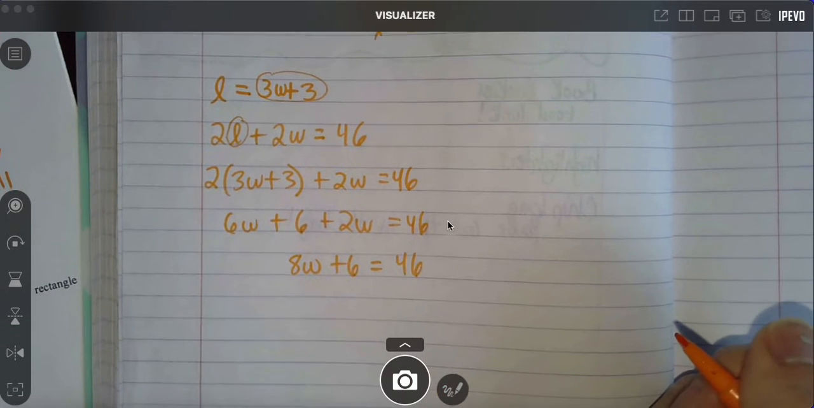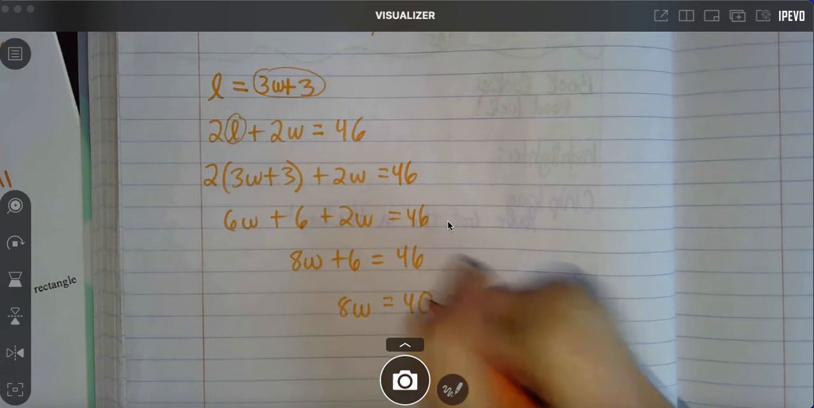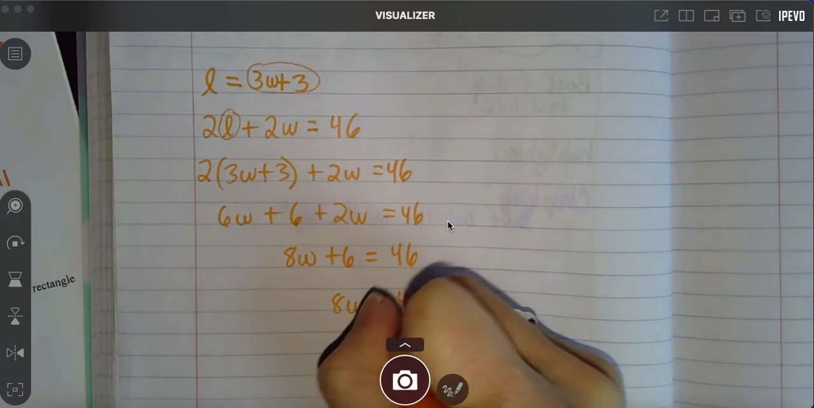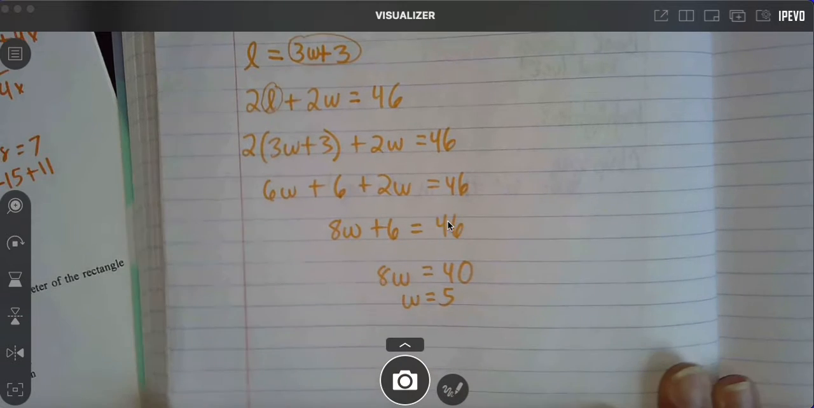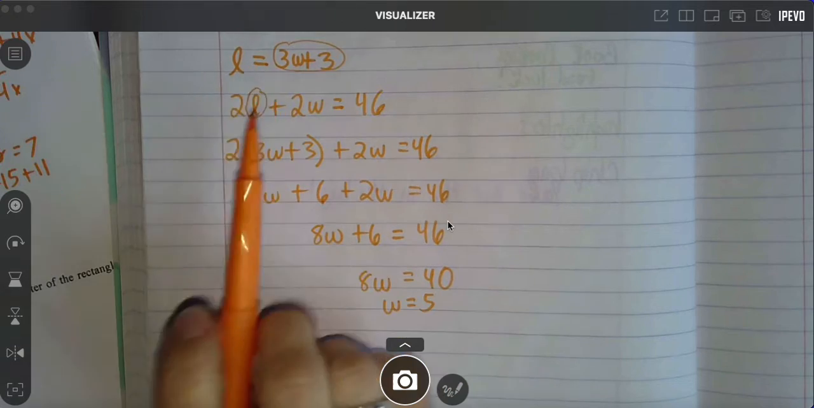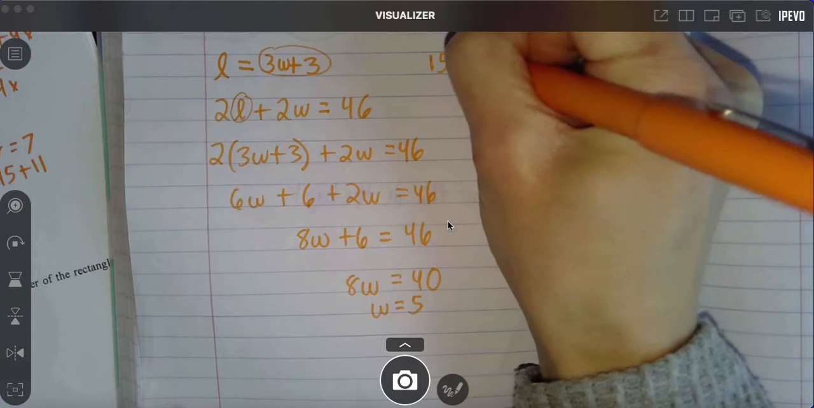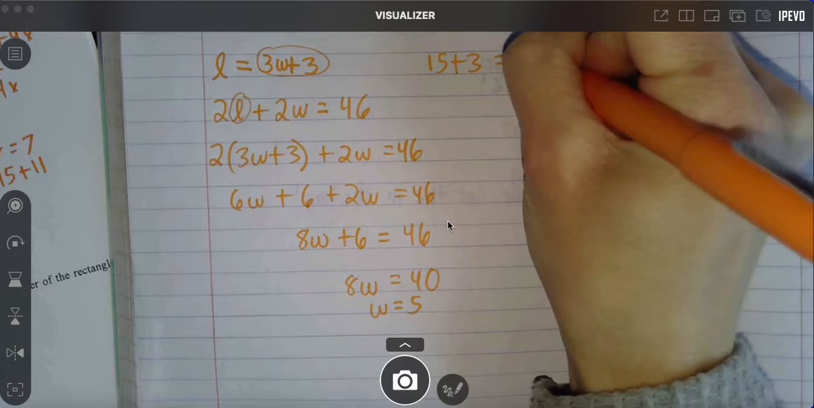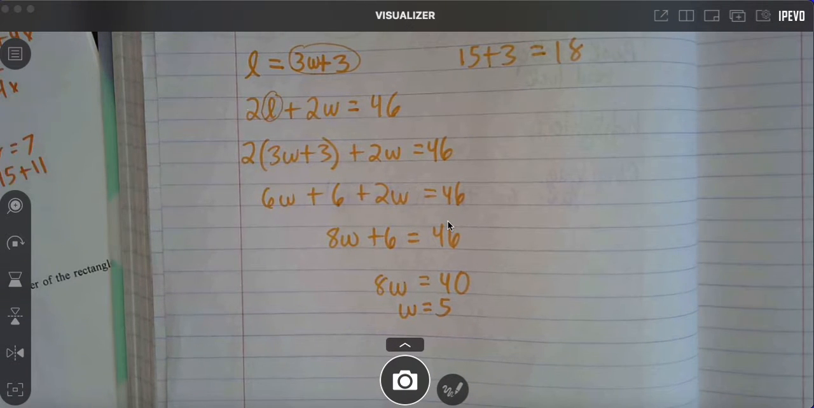Then what do I do? Subtract 6. 8W equals 40. Then what? Divide by 8. And my width is 5. So I have two answers where my width is 5. If my width is 5, what's my length? Well, I'll just plug it in. My length is 3 times 5 plus 3. What is 15 plus 3? 18. So my length is 18 centimeters. My width was 5 centimeters. Did y'all get that one?